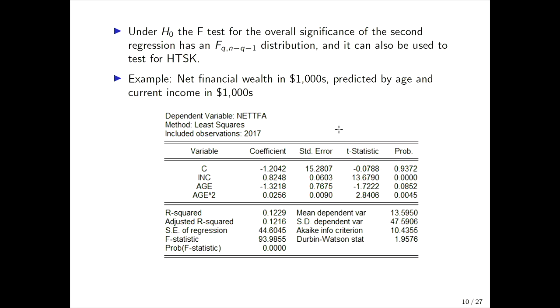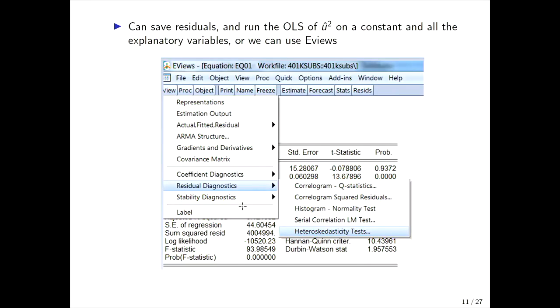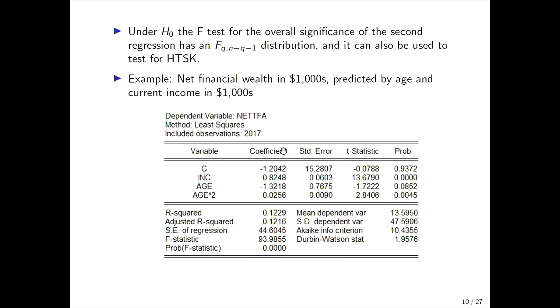So here's an example. This example must come from Wooldridge because the notation is awful. The dependent variable here is net FA, net financial assets in thousands of dollars. And the regressors chosen are income, age, and age squared. Okay. So we want to perform the test. So this is our linear regression model. At step 1, we estimate this by OLS, and we want to get the OLS residuals so we can run the regression at step 2.